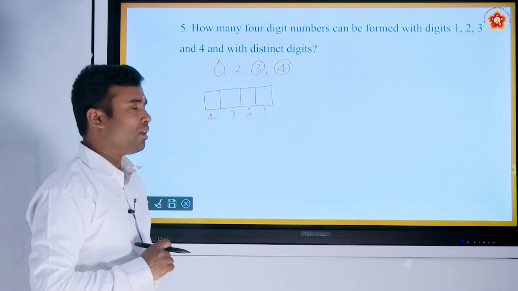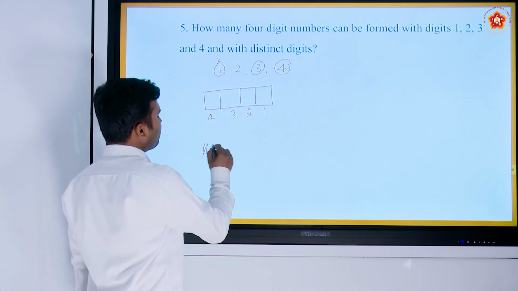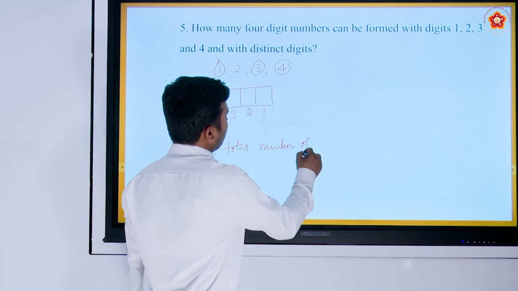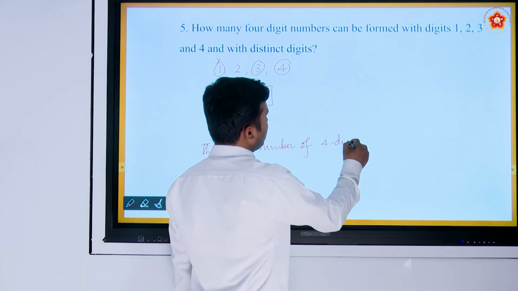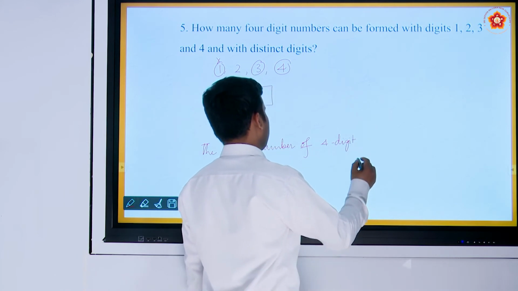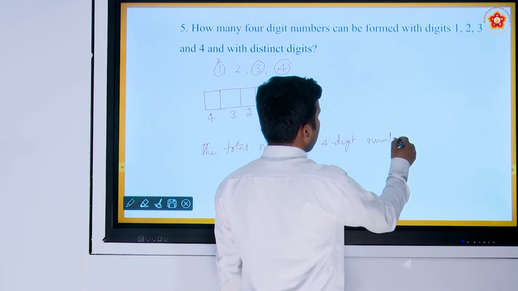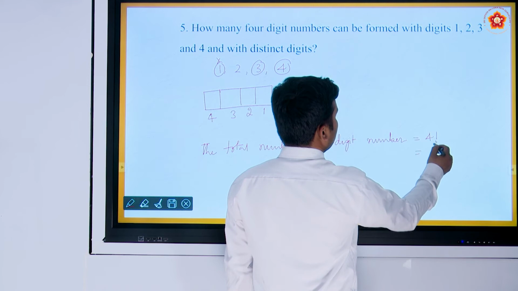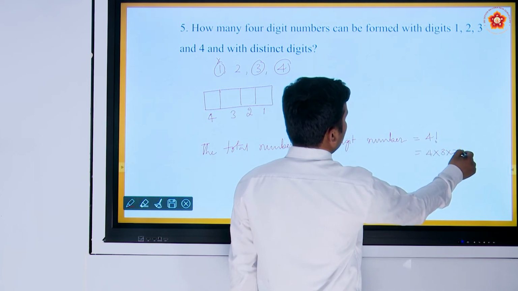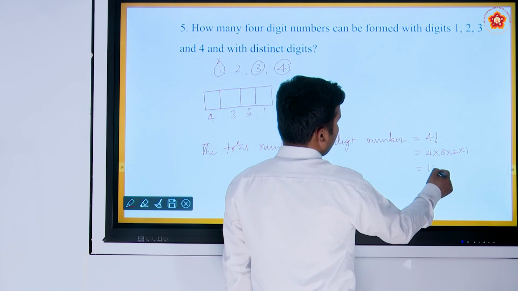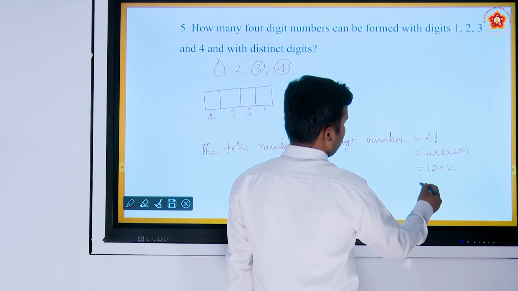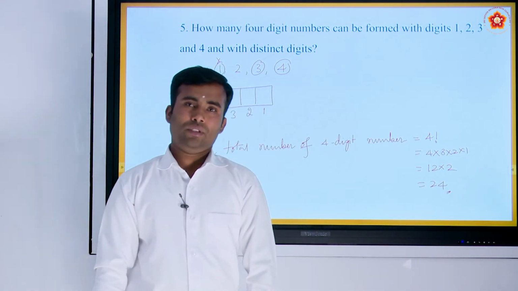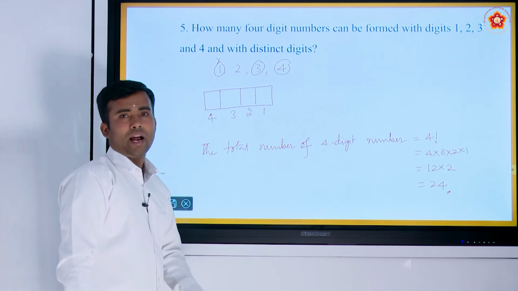Therefore, by using the principle of multiplication rule, the total number of 4-digit numbers will be equal to 4 factorial ways. So 4 into 3 into 2 into 1. So 4 3s are 12. 2 into 1 is 2. 12 2s are 24. So there will be 24 distinct 4-digit numbers possible using the given digits 1, 2, 3 and 4.